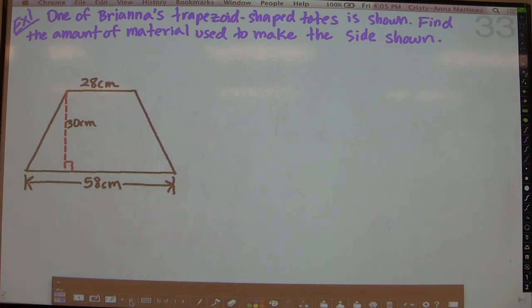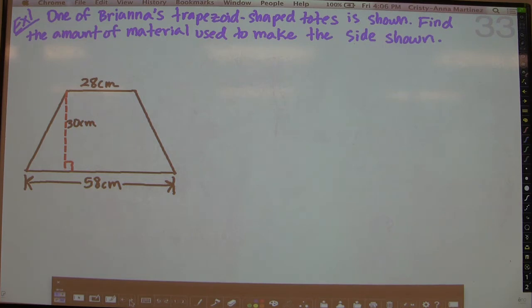Example 1. One of Brianna's trapezoid-shaped totes is shown. And trust me, I only drew the bare bones of the diagram in the textbook, but if you want to look at her handbag, you can. Find the amount of material used to make the side shown. So basically they want us to see how much material would have to be made to make this tote bag.